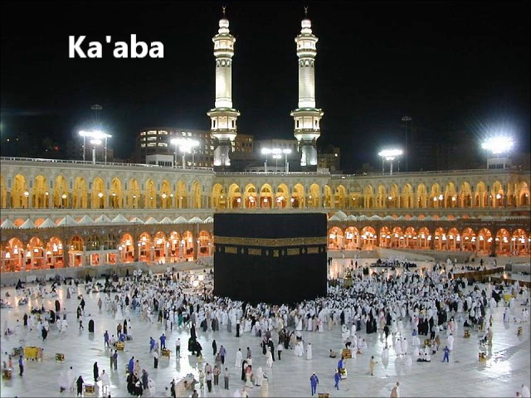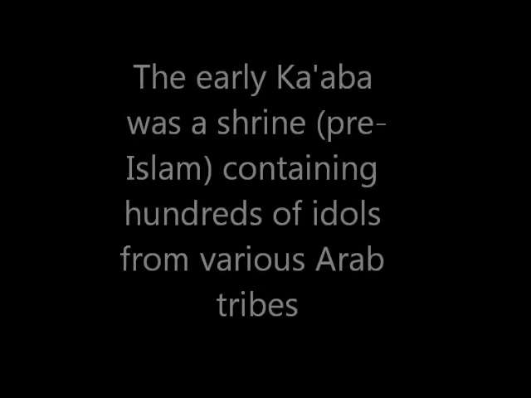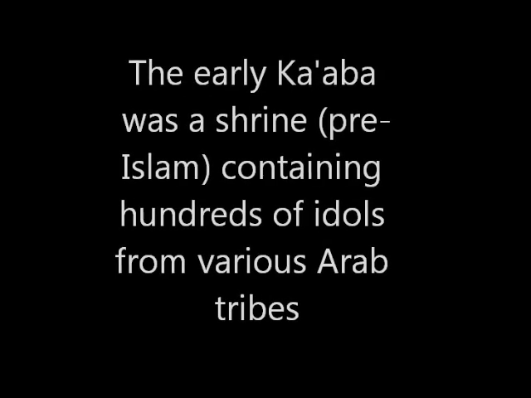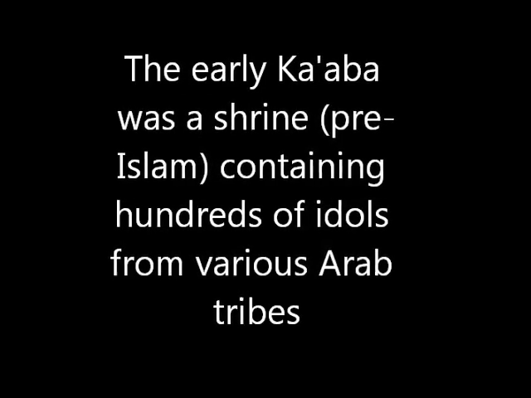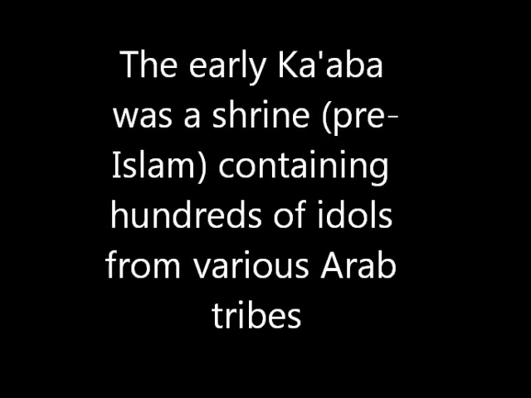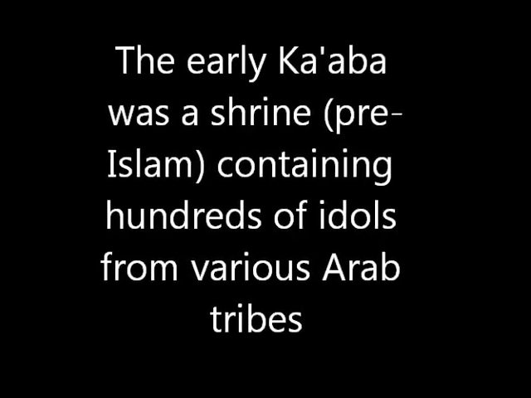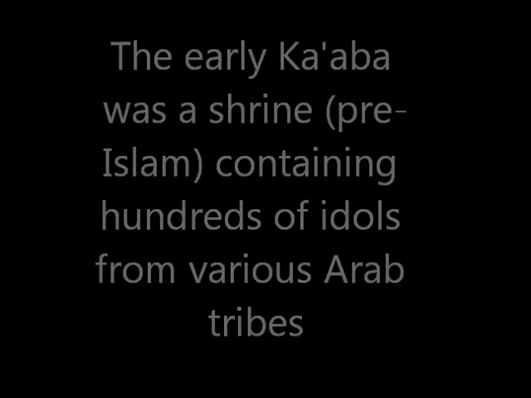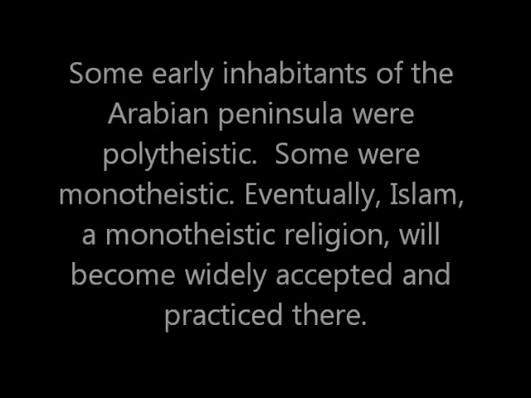This shrine contained idols. There were about 360 ones that had been brought there by many different tribes, and they were worshipped by many people. This is obviously an example of polytheism, or the belief in many gods. But not all Arabic people were polytheistic. There is evidence that monotheism existed there as well. Many Jews and Christians lived in this area by 600 AD.